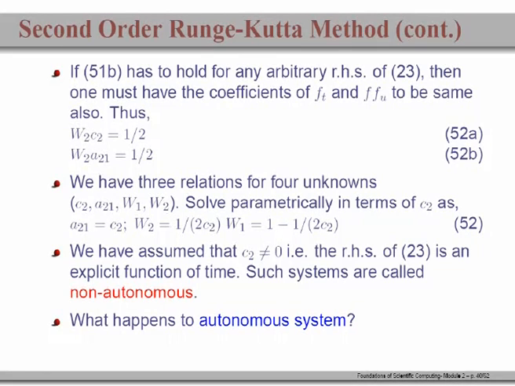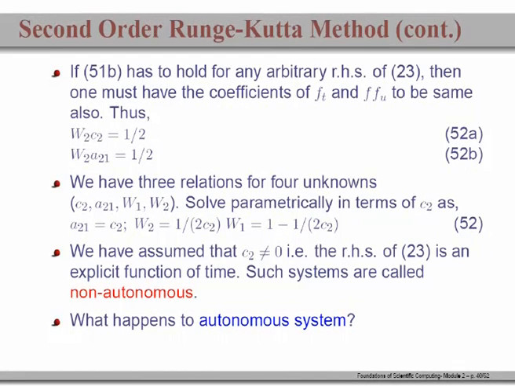You choose any one of them as a parameter, let us say that be C 2, then you can immediately see that from these equations you would get A 2 1 equal to C 2, and W 2 you can work out from here, and W 1 is 1 minus W 2. So, that will give you this condition. So, basically we have solved it in terms of the parameter C 2.